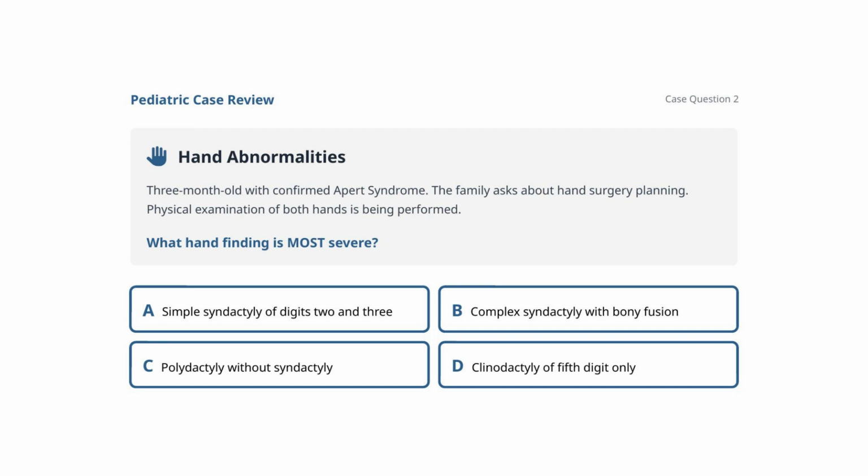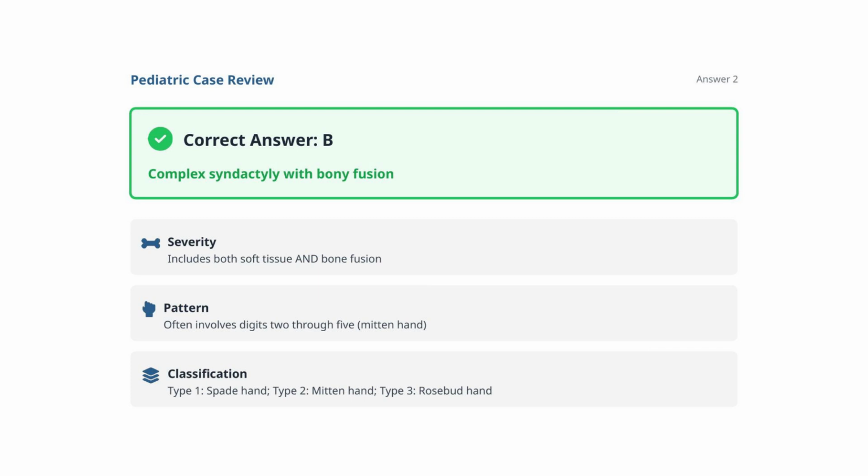Option A, simple syndactyly of digits 2 and 3. Option B, complex syndactyly with bony fusion. Option C, polydactyly without syndactyly. Option D, clinodactyly of 5th digit only. The correct answer is B, complex syndactyly with bony fusion.